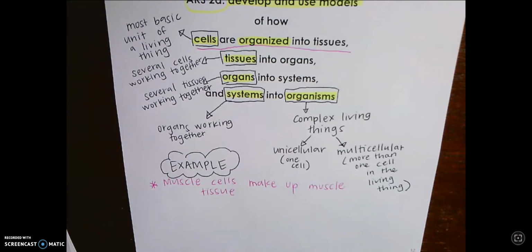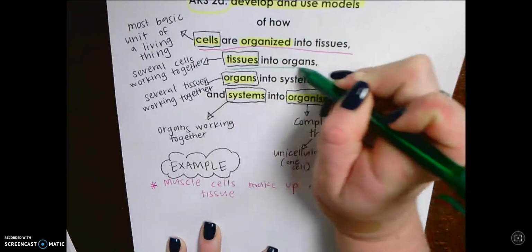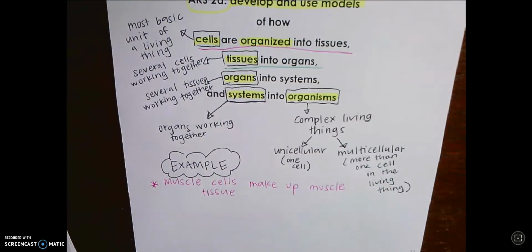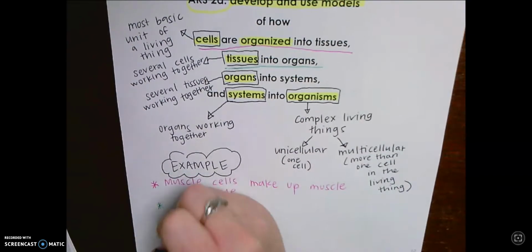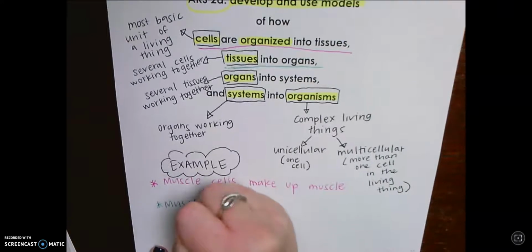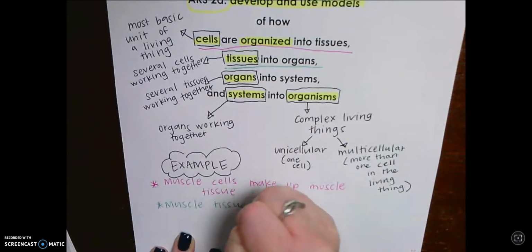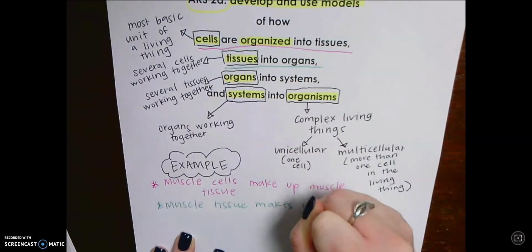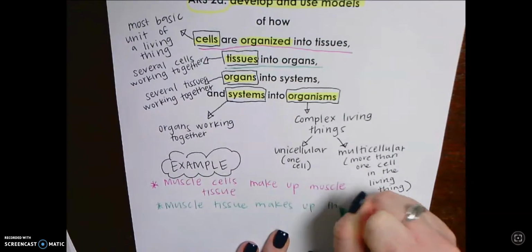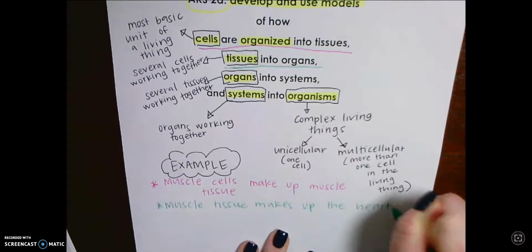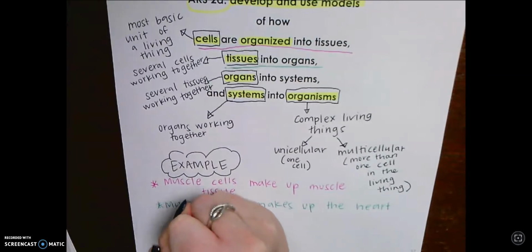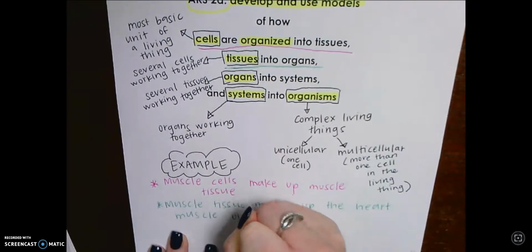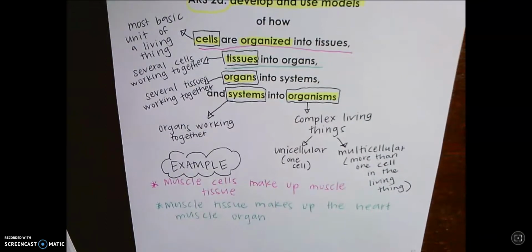So then I'm going to use another color. I'm going to pick green. And I'm going to underline that second line. Tissues building to create organs. And so I'm going to write in green, muscle tissue makes up the heart, muscle, organ. Muscle tissue makes up the heart, muscle, organ.